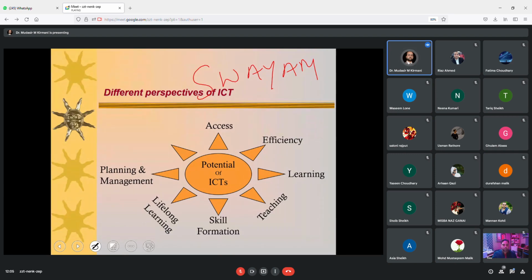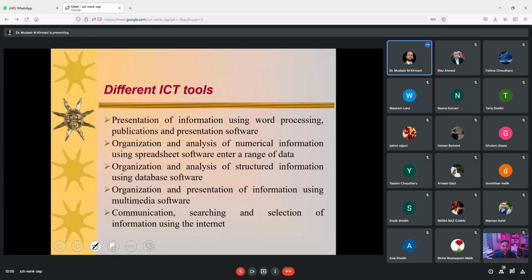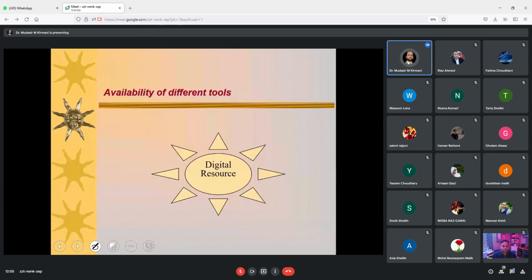Then planning and management is very important. It will help you in managing time, because that is very much required. Then we do have community linkage. These are some of the examples of information and communication technology, like word processing, publication, presenting software. So you have MS Office, and we can say it's an information and communication technology tool. So there are a good number of tools. I can share this presentation so that you can see it.